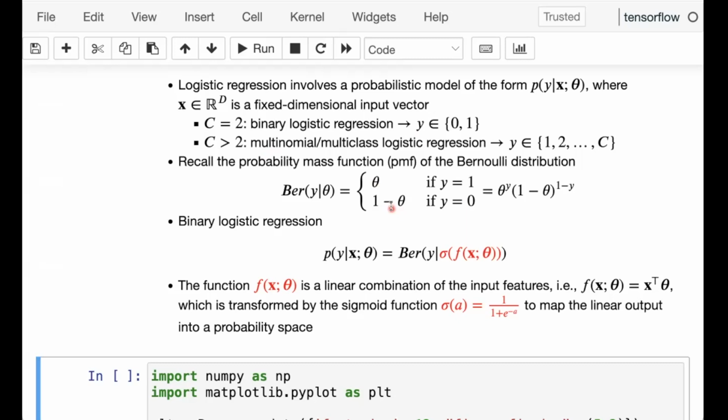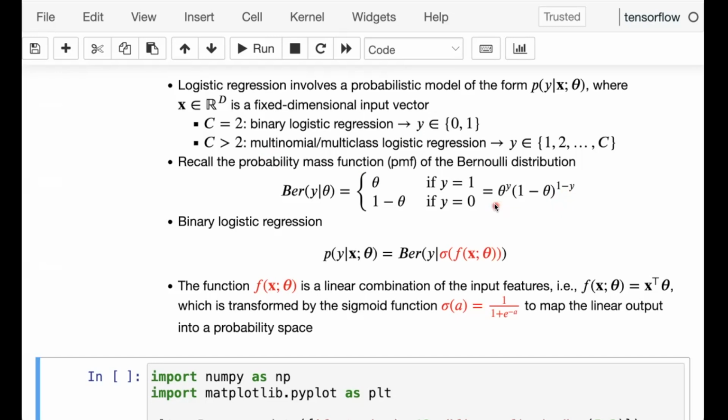Therefore, Bernoulli distribution is very, very important for understanding binary classification problems. And usually in machine learning, we like to write things in compact forms, and it appears that we can do this for Bernoulli distribution by writing this as theta raised to the power of y, times 1 minus theta raised to the power of 1 minus y.